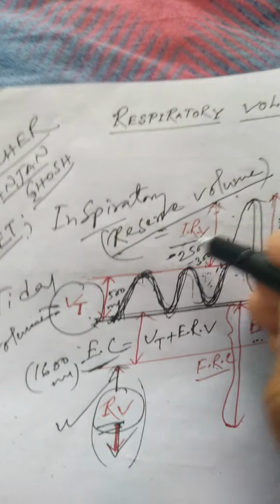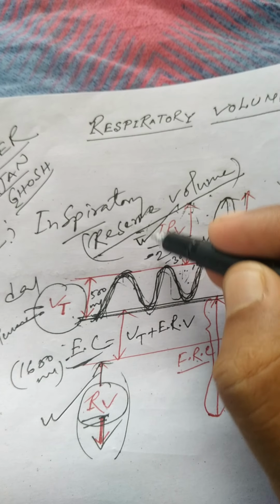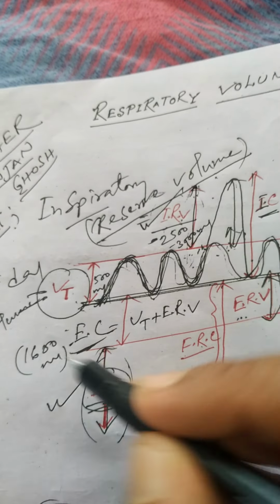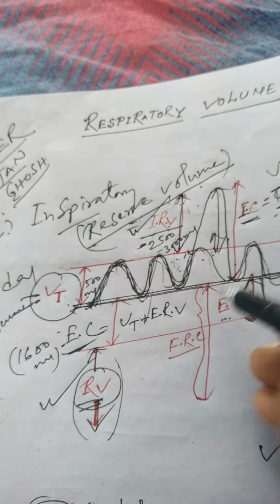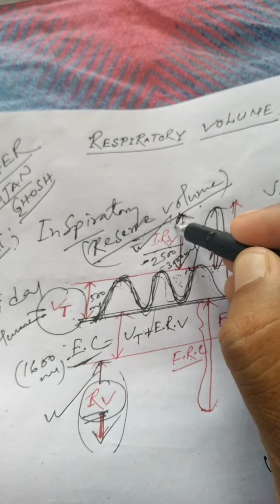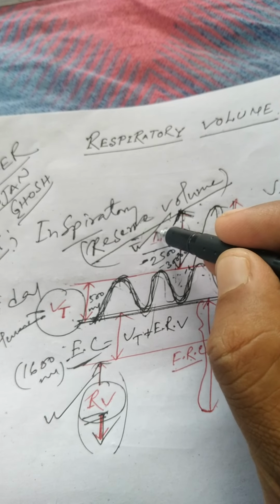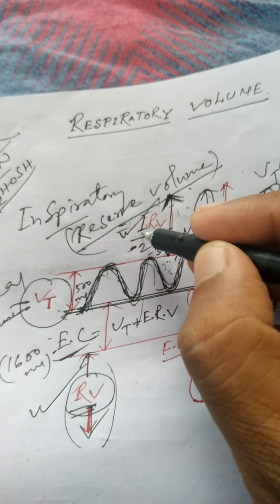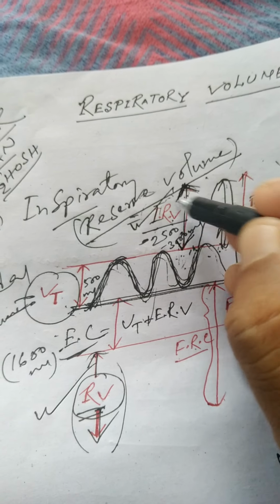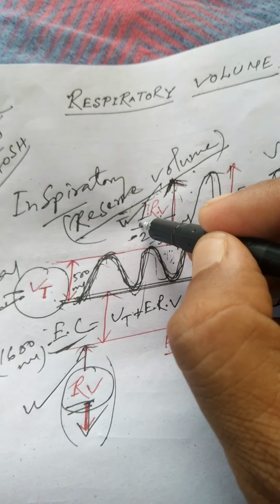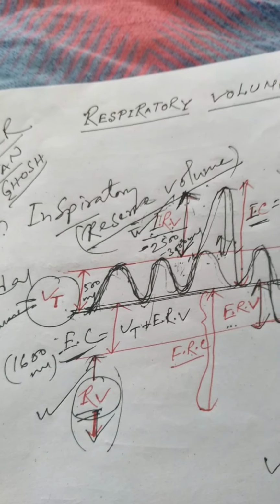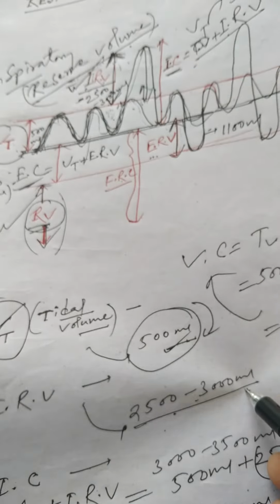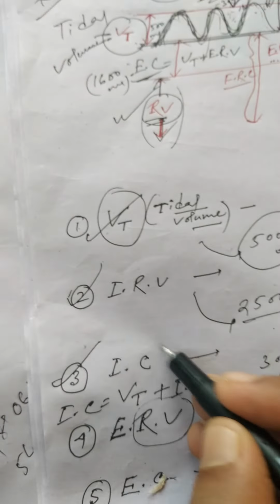Now I come to the aspect of inspiratory reserve volume. What is inspiratory reserve volume? After normal respiration occurs, if we inhale extra air by forceful inspiration, then the amount of air gained is the inspiratory reserve volume. That is the respiratory volume gained after forceful inspiration. The amount is 2500 to 3000 ml.